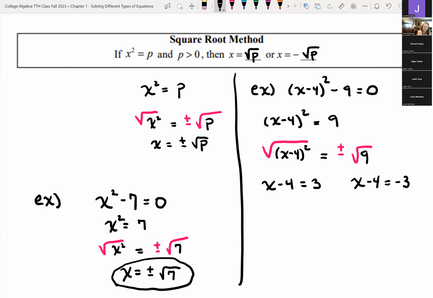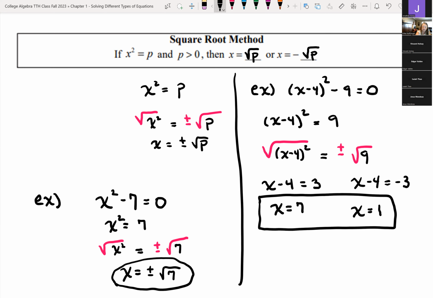So first equation, x minus 4 equals 3. I can add 4 to both sides. And so doing so, we get x is equal to 3 plus 4, which is 7. And then adding 4 on both sides for x minus 4 equals negative 3, we would get x is equal to 1. So we have two solutions, 7 and 1.